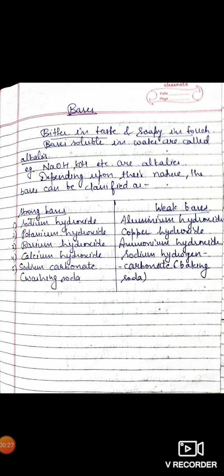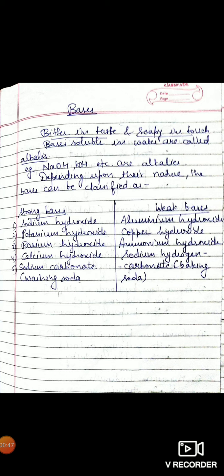Some bases are soluble in water, and the bases which are soluble in water are called alkalis. For example, NaOH, which is called sodium hydroxide, and KOH, meaning potassium hydroxide. These bases are soluble in water and so these are called alkalis.